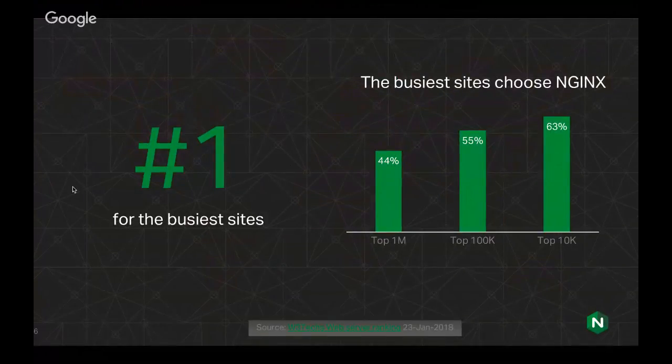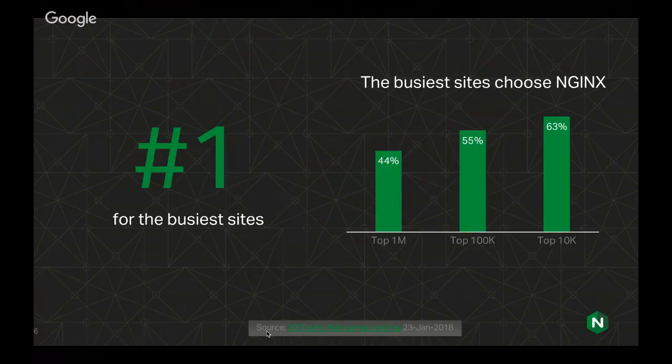I was talking about adoption of our open source reverse proxy web server. There are many use cases, and I think the most interesting statistic is that NGINX is number one for the busiest sites on the internet. Most people, if they haven't heard of NGINX, when I ask them if they've heard of Apache, every single person has. But when we look at the top million busiest sites, NGINX is most commonly used, number one, with 44% of those sites.